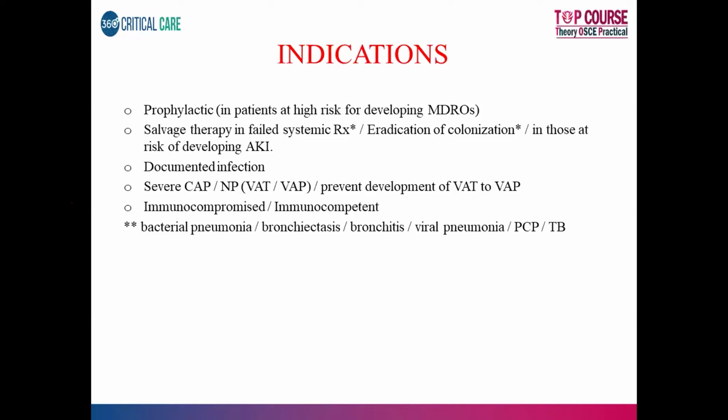Third, in a documented infection, when there is a failure of IV antibiotics, then you can try inhaled antibiotics. And in severe CAP or nosocomial infections, especially in immunocompromised patients, if there is any severe degree of bacterial pneumonia, or if the patient has underlying bronchiectasis, bronchitis, PCP pneumonia, or TB, you can try your inhaled antibiotics.